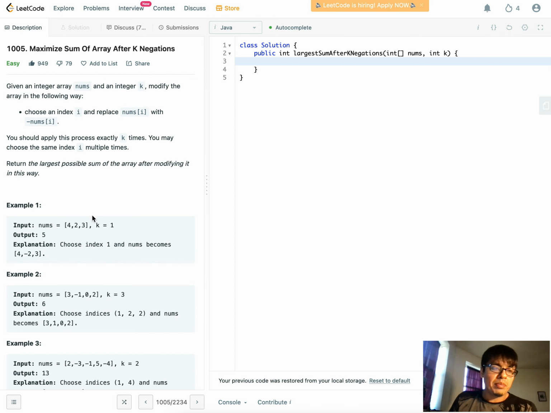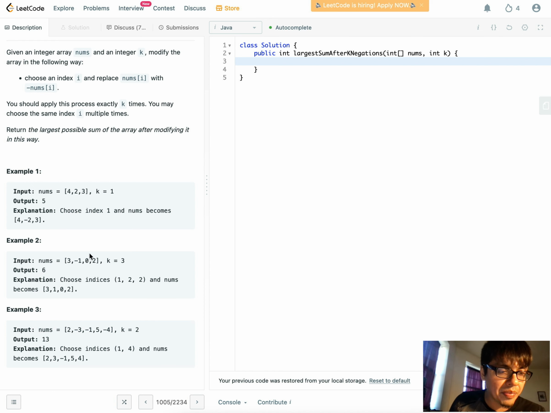Okay, so basically, let's try to parse this, because it could be intuitive to you, but let's parse it anyway. We have an array. Here's an example. The array is of numbers 4, 2, 3, and the number of negations you need to perform is k equals 1. The maximum sum that can be derived from this array is 5. Explanation: choose index 1 and nums becomes 4, negative 2, 3. Seems easy, right?